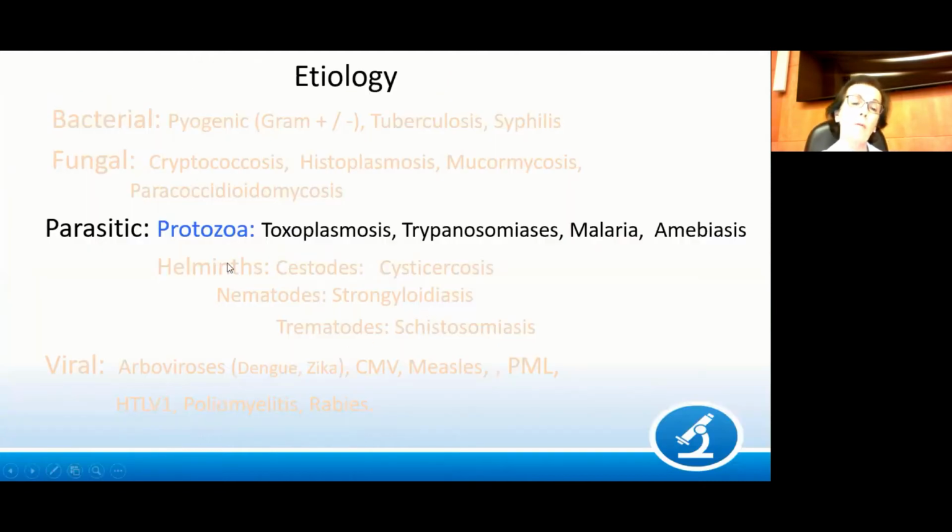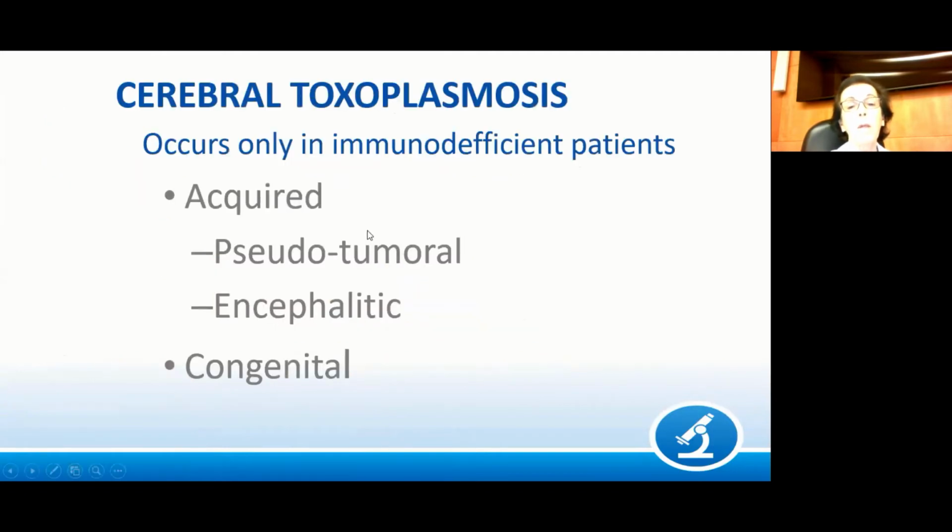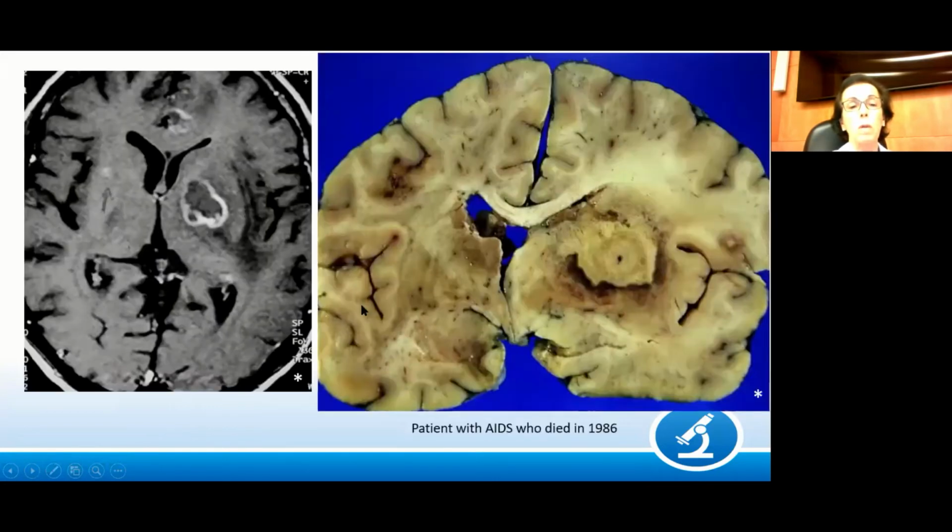Now the parasitic infection, let's talk first about protozoa. Toxoplasmosis, which is the most frequent, only occurs, as I said, in immunodeficient patients. It can be acquired or congenital, and most of the acquired presentations are space-occupying lesions. So this is what we saw in the beginning of AIDS, 1986. These are autopsies from that period with the extensive necrotizing lesion usually involving the basal ganglia, but also other regions. It's not the same case, but the imaging is like this.